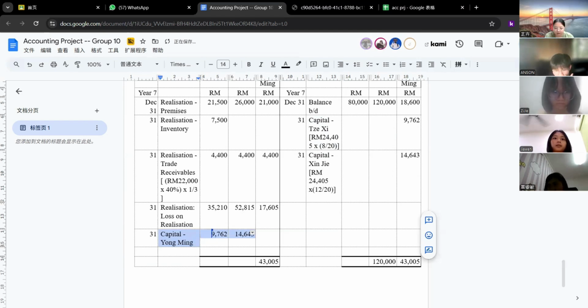Okay, so we can add up all together, and then we can close the account. And then because we debit on the capital account, we have to credit back on the bank account. So we move back up to the bank account, and we write capital Zixi 1,628, and capital Xingjie 22,142.